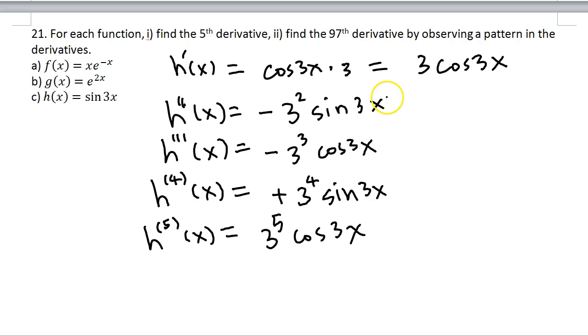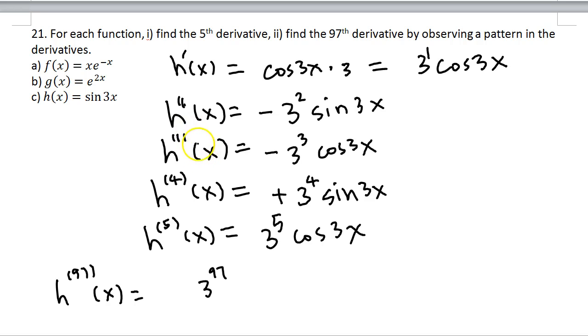Now let's look at the pattern here. It starts from positive cosine, negative cosine, positive sine, positive cosine. Right, and then this 3 to the power, we don't have to worry about that too much because it just goes like 1, 2, 3, 4, 5. So we know that h to the 97th power will be 3 to the 97 and sine or cosine something 3x with a minus or plus. So that's what we have to know.